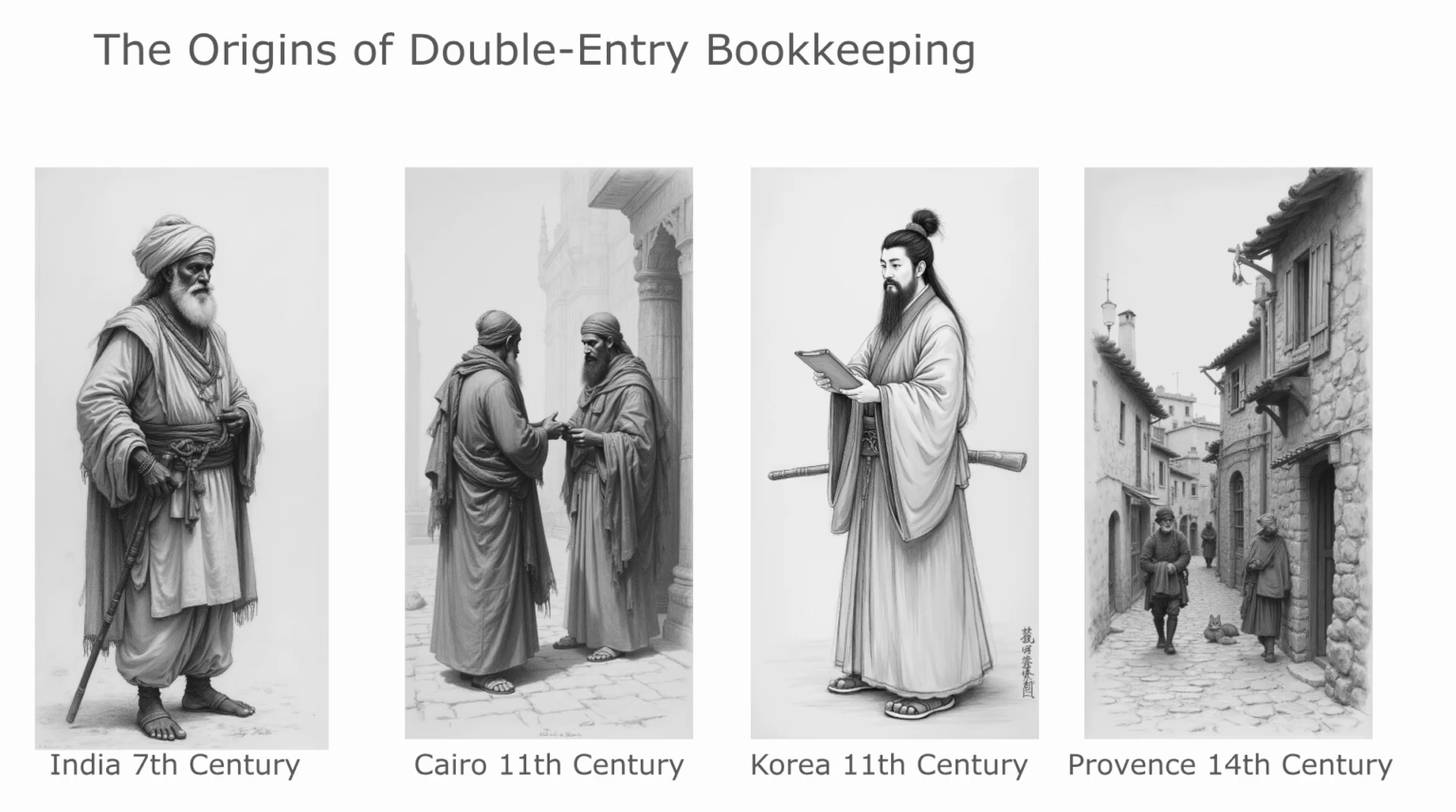Westerners like myself tend to have a Eurocentric view of history. However, it seems that variants of double-entry bookkeeping were used much earlier in India, Egypt, and Korea, before Luca Pacioli published Summa di Arithmetica in 1494.